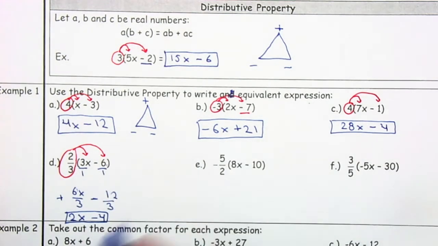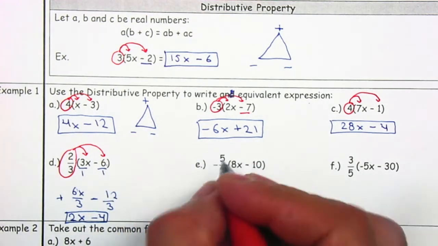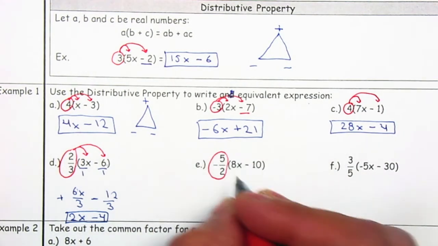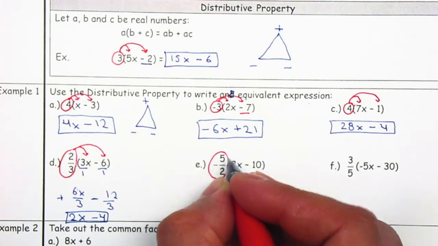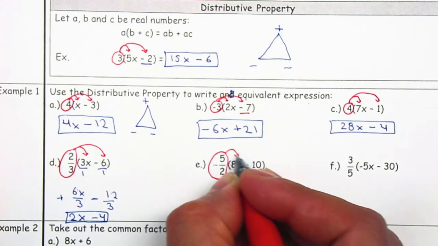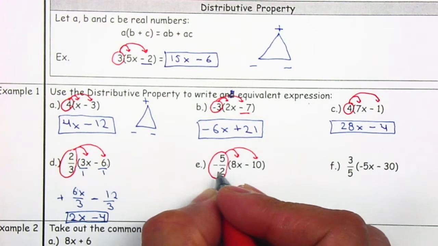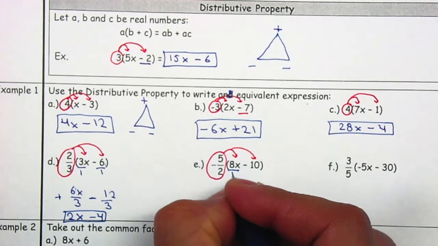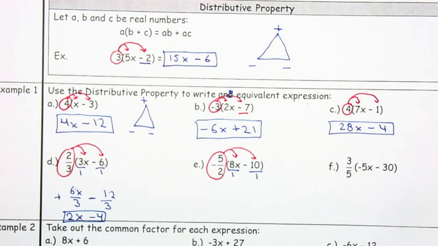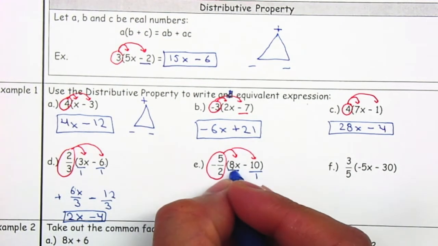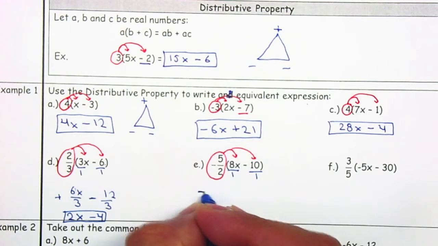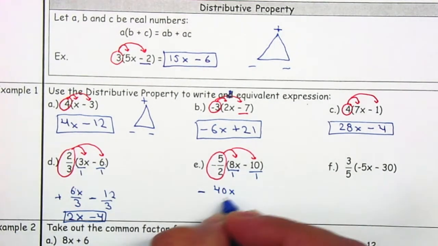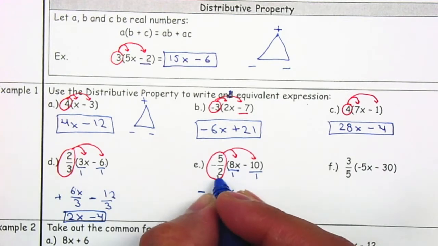Let's try letter E. We are going to distribute, and I need you guys to make sure to circle it in red pen, and you are also going to circle the negative. We're going to multiply it out by each of them. Whenever you multiply a fraction by a whole number, we need to make those whole numbers fractions as well by placing them over 1. Negative times positive will be negative. 5 times 8 is 40x. Multiply the denominators. 2 times 1 will be 2.